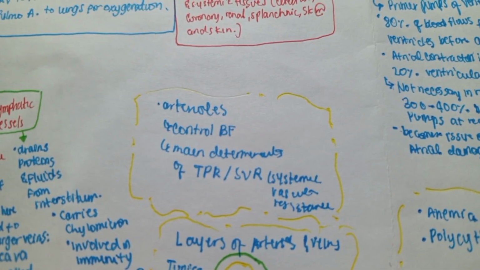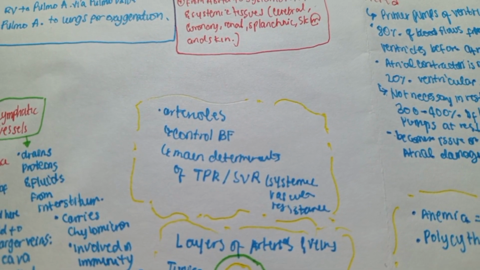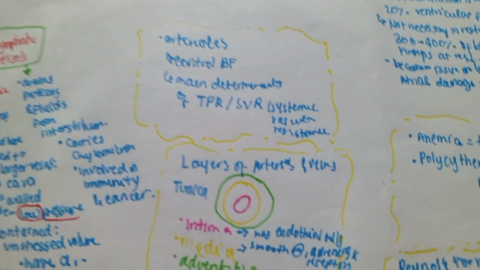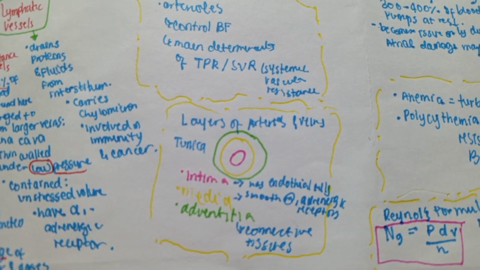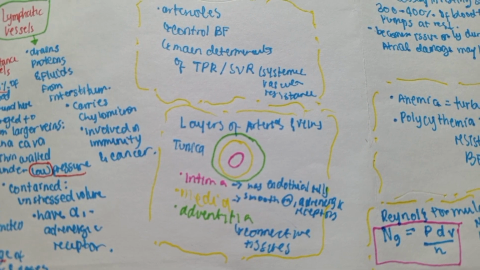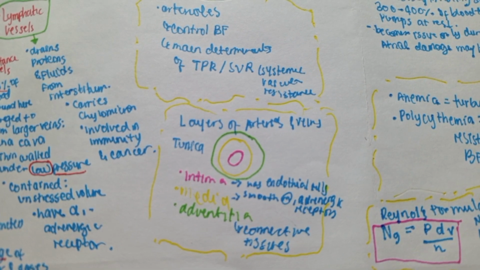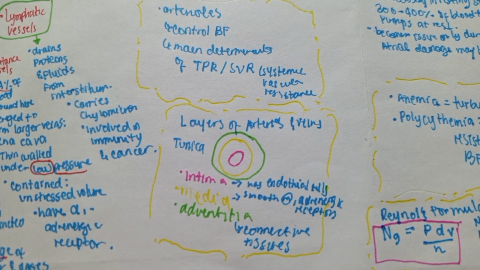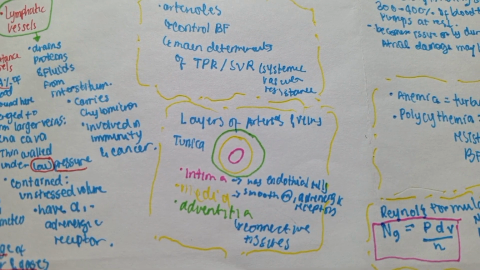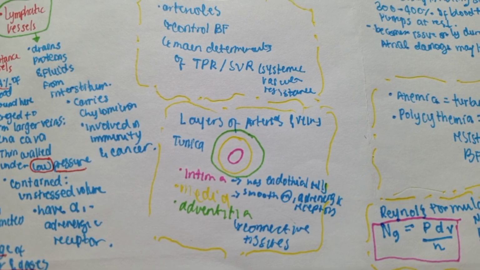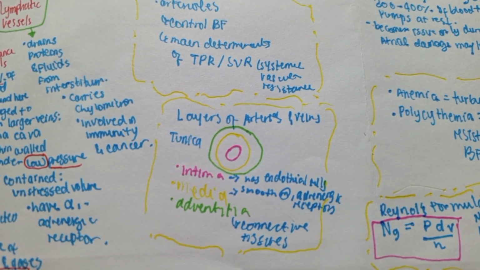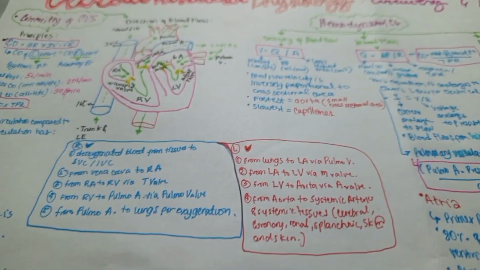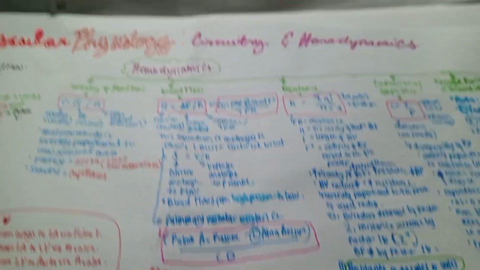Okay, again, let's remember that the arterioles control the blood flow, and they are the main determinants of the total peripheral resistance or systemic vascular resistance. Another trivia are the layers of the arteries and veins. So we have here the tunica intima, which is the endothelial cells, and the tunica media, which is the smooth muscles and adrenergic receptors, and the tunica adventitia, or the most outer layer, which contains the connective tissues. So that's all for our cardiac physiology, circuitry, and hemodynamic topic.